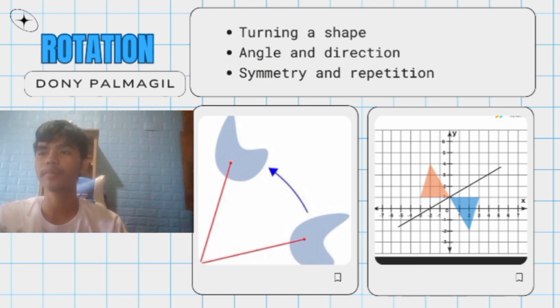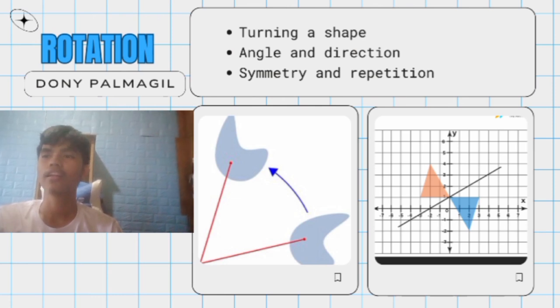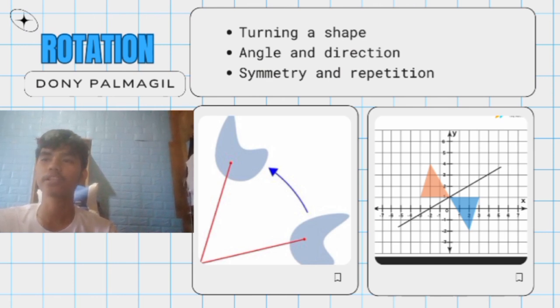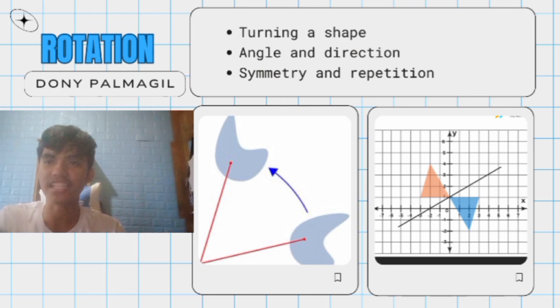Rotation is turning a shape around a central point. It rotates by an angle like 45 or 90 degrees in either direction. The shape overlaps with its original position. Shapes can show symmetry and repeat their pattern at certain angles. That's rotation: turning shapes, angle, and symmetry in a flash.